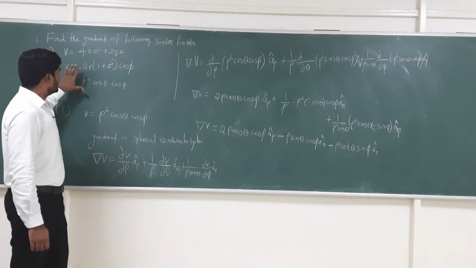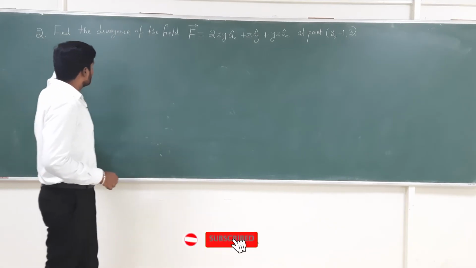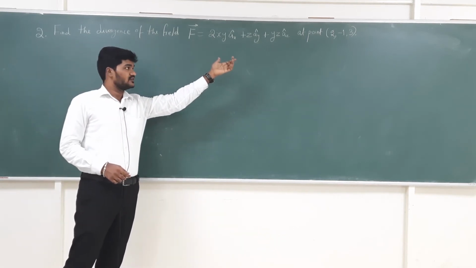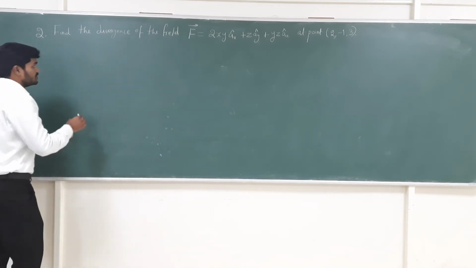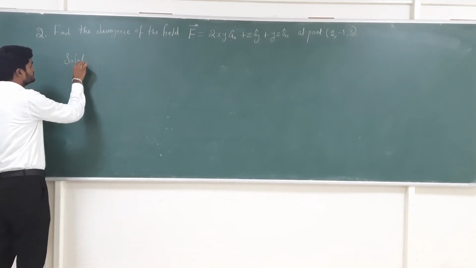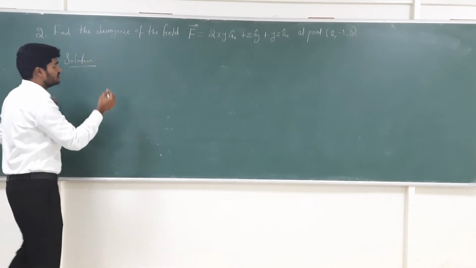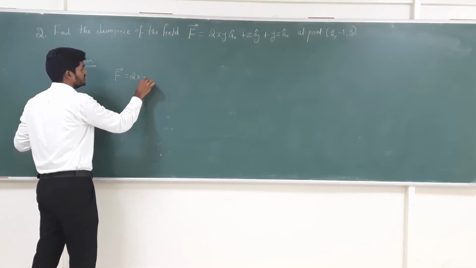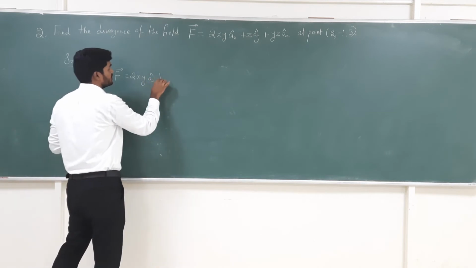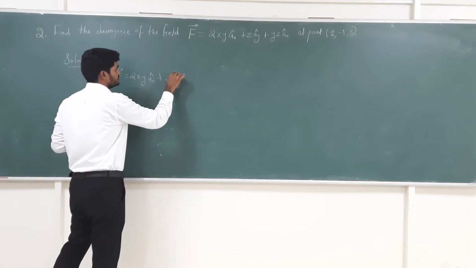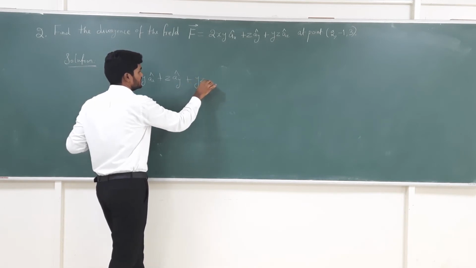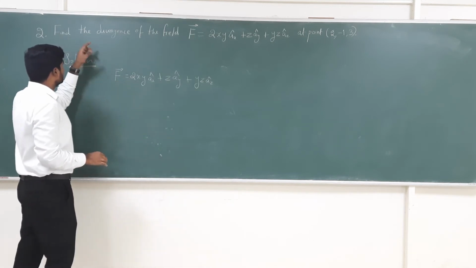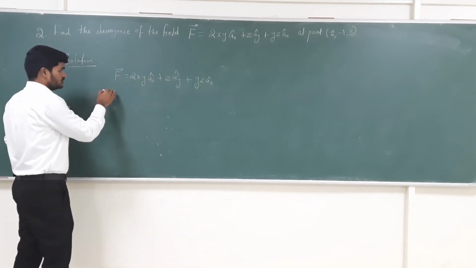Now we obtained the gradient of the following function. The next problem is to find the divergence of the field. The field is given at the point. Okay, now going to solve the problem. The field, it is F vector is equal to 2xy a_x cap plus z a_y cap plus yz a_z cap. This is the field. So what is the question? Find the divergence of the field. So we have to find the divergence.